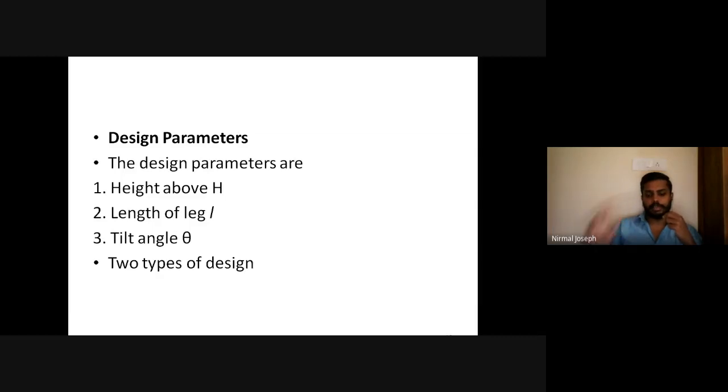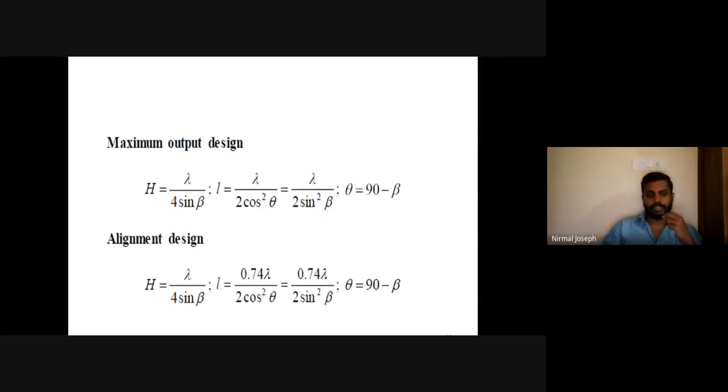In that, two types of design are there. The first one is the maximum output design. You just need to remember these equations. Other than that, there is nothing. This design and all has not at all been asked till now in the new universities. They will just ask the construction and working, and in that working and construction, you can add these equations.